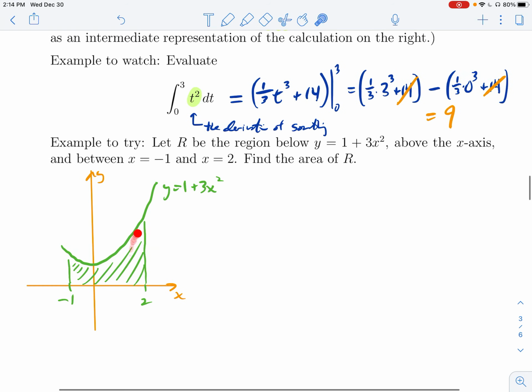So this whole region is above the x-axis. So the area will be given by a definite integral. Definite integral gives net signed area, but if we're above the x-axis, that's just area. So this would be the definite integral from -1 to 2 of 1 plus 3x squared.